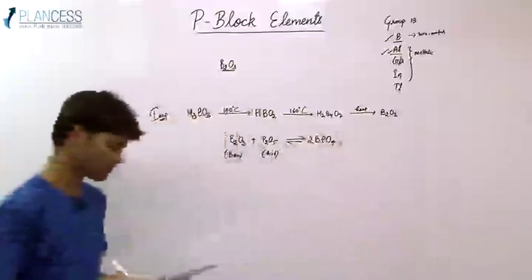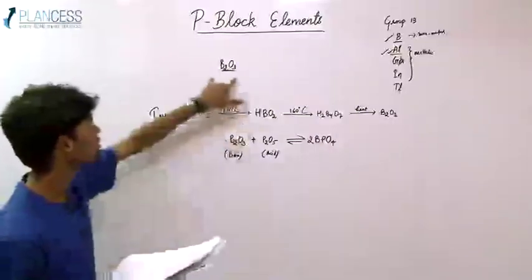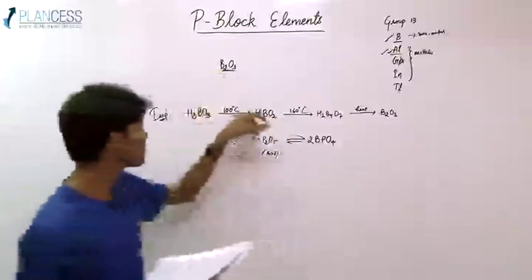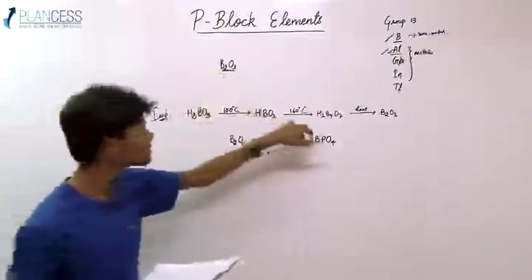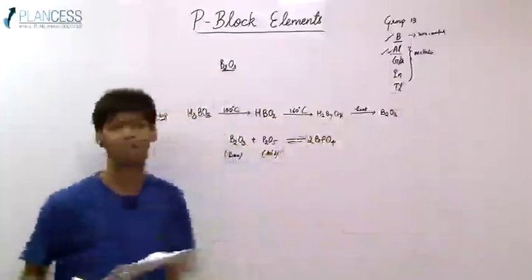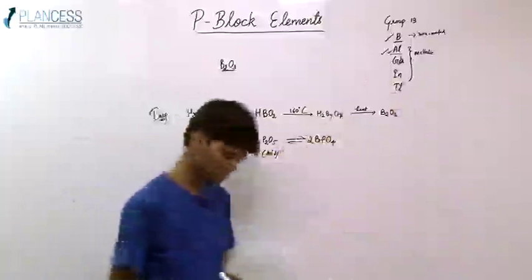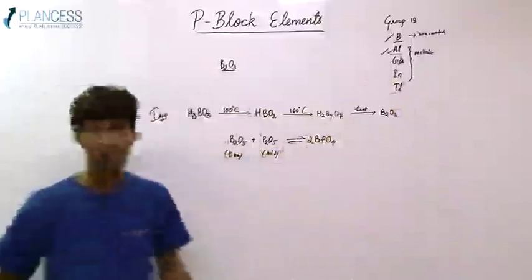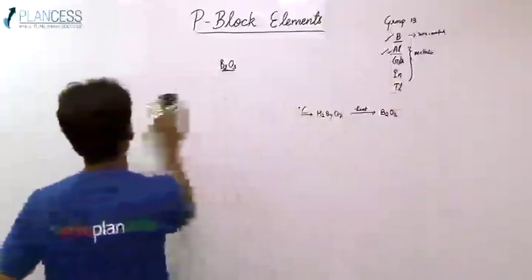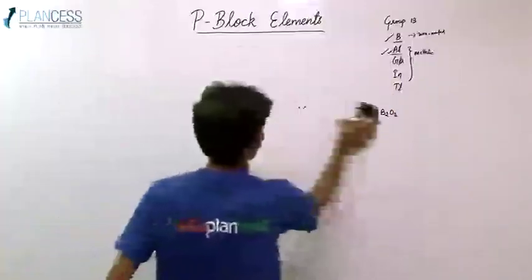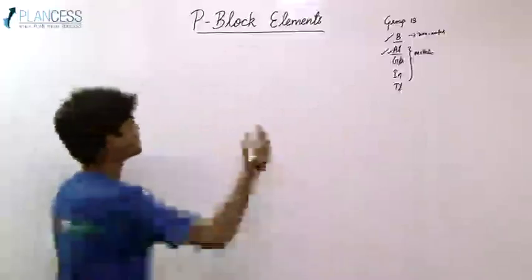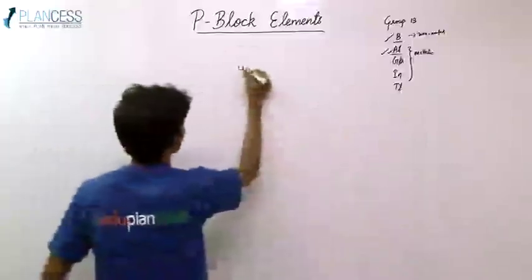So this was all about boron trioxide. This reaction is quite important: at 100 degrees centigrade it gives HBO2, which at 160 gives H2B4O7, and which again on heating will give you boron trioxide. The next compound, and the most important compound of boron, is orthoboric acid, or simply boric acid, that is H3BO3.